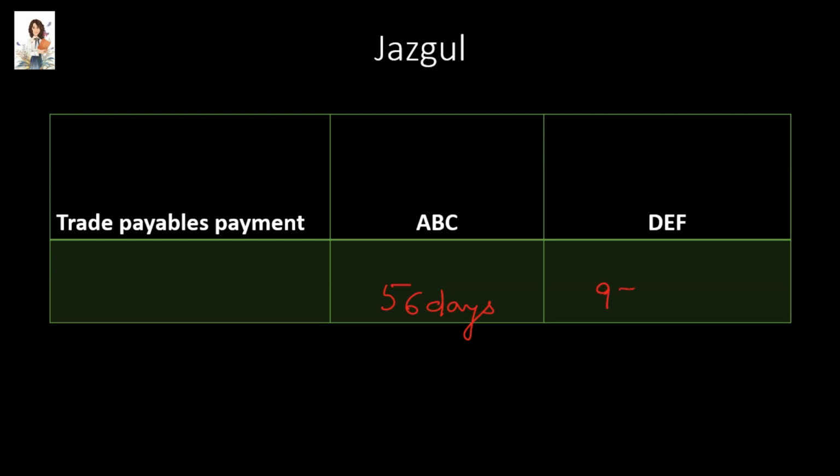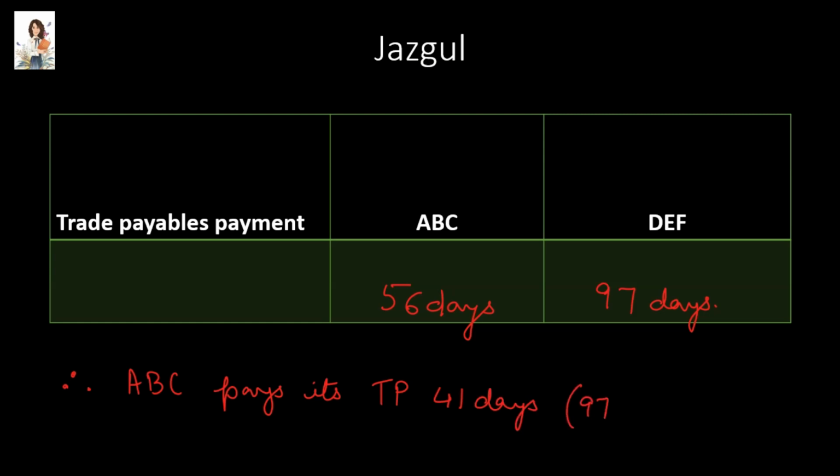So DEF PLC's trade payables payment period is 97 days, and therefore we can say that ABC pays its trade payables 41 days, that is 97 minus 56, 41 days earlier or 41 days sooner. So it is following a more ethical policy.